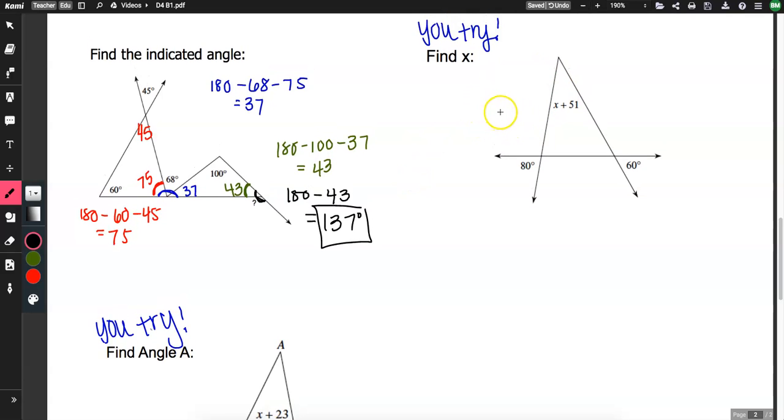Okay, so I want you to try this next one on your own here. Think about what you know, use vertical angles, sum of a triangle, things like that to solve for x.